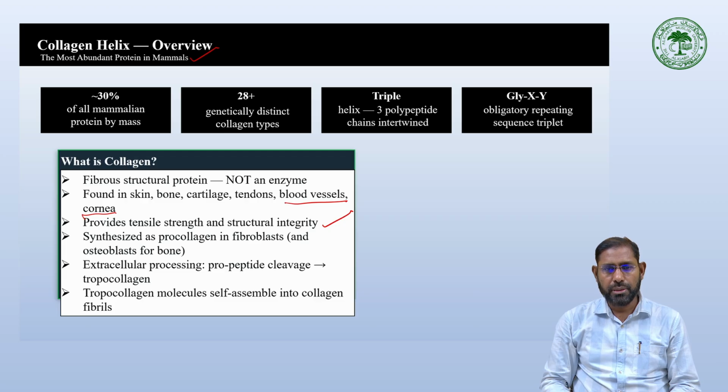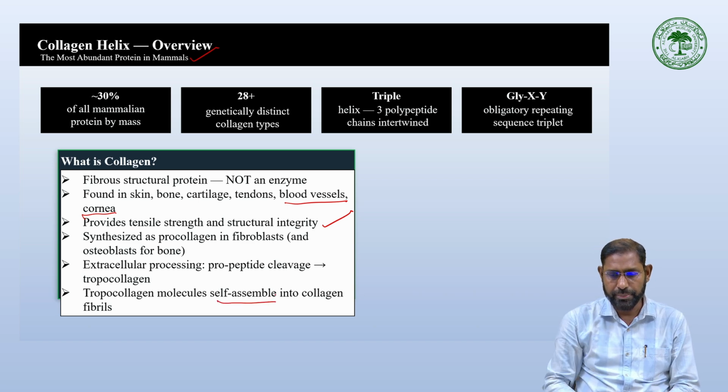Tropocollagen molecules self-assemble into collagen fibrils. This is a very unique characteristic.